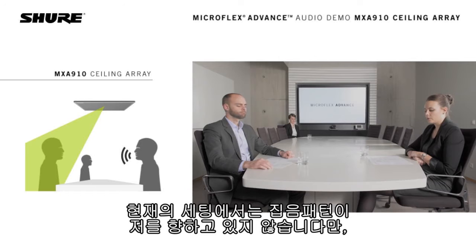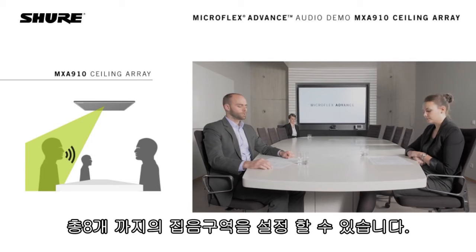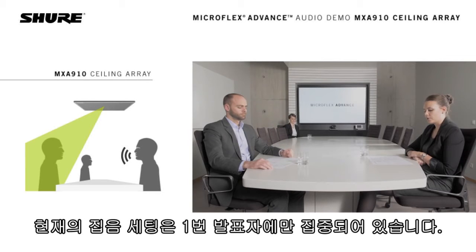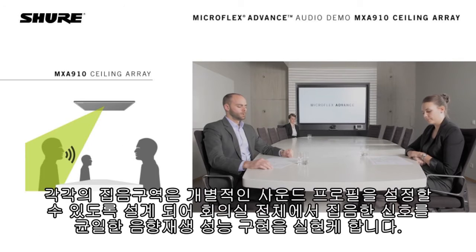For this setting, the lobe of the microphone is not pointed at me. Up to 8 lobes will capture participant audio from overhead. The lobe in this setting is pointed at Talker 1 only. The sound profile of each lobe can be fine-tuned. This ensures a uniform acoustic performance throughout the entire room.